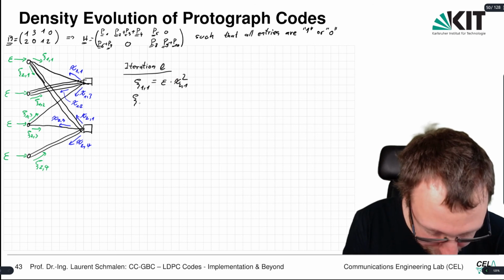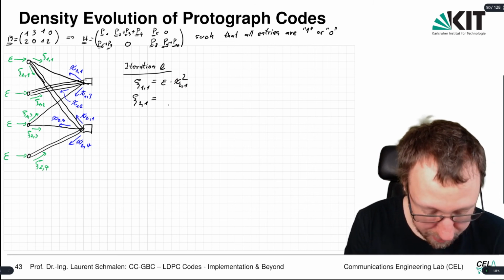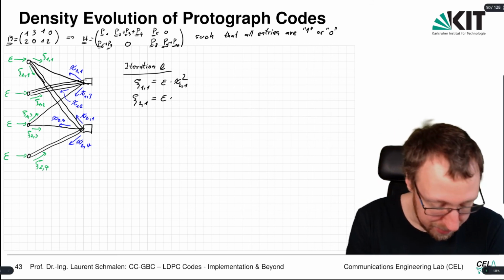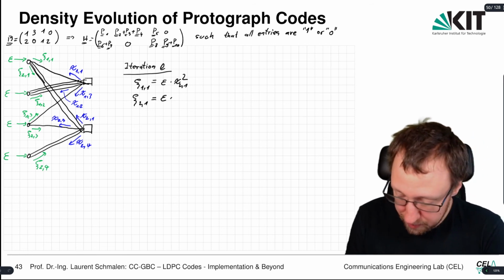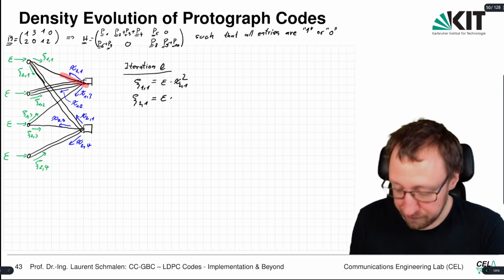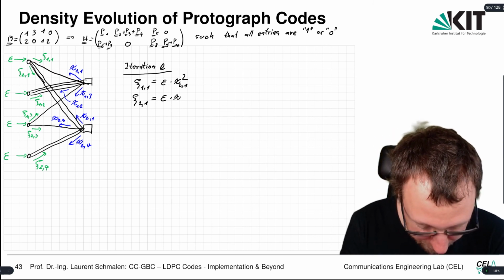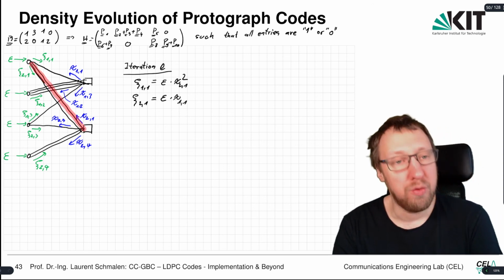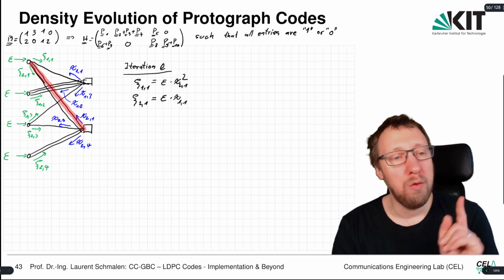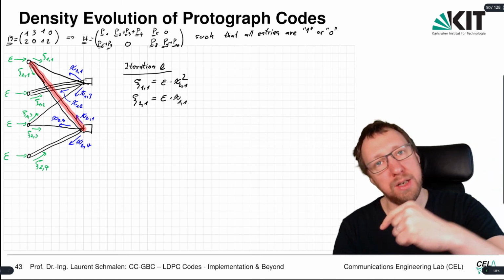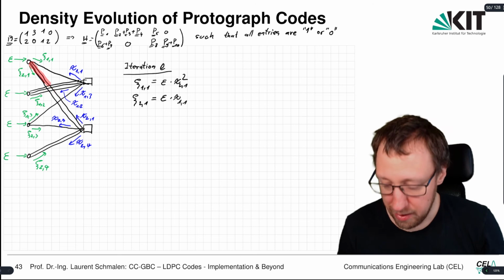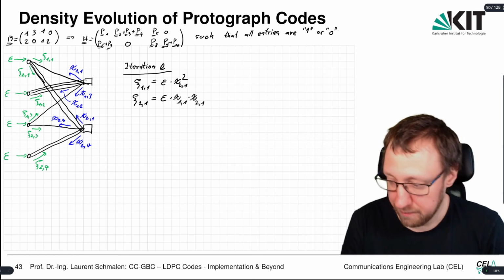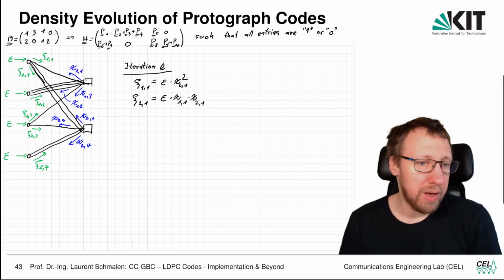Then we can calculate C21. That is epsilon times, we have one incoming message erased with probability chi11, and we have one incoming message erased with probability chi21. Only one, because we calculate one outgoing message, so the other one is covered. It's chi11 times chi21. Okay, and then we continue like this.